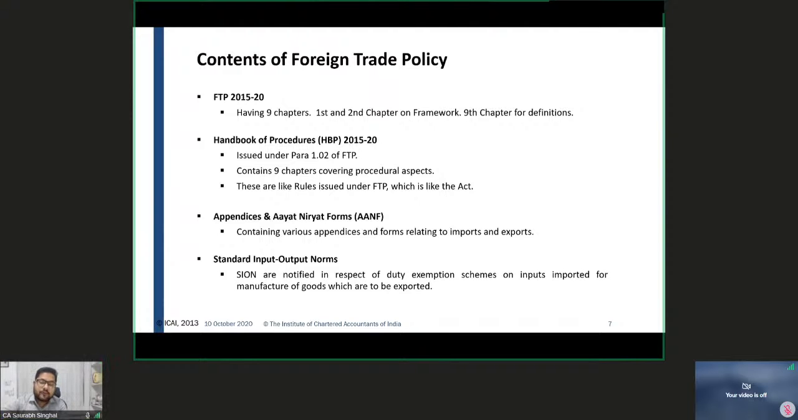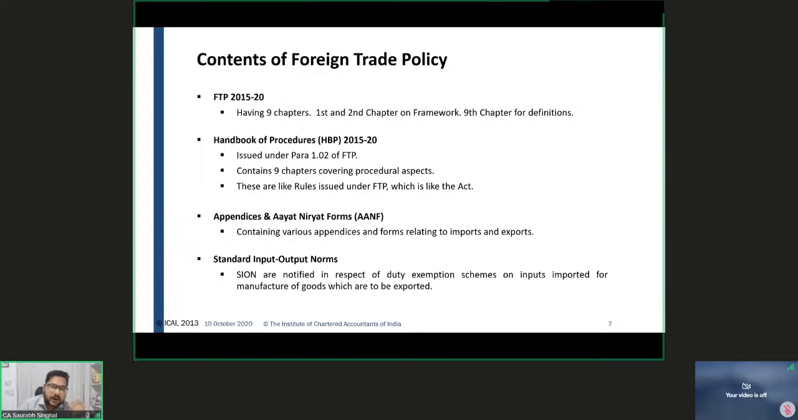Now, if we go to the contents of the foreign trade policy, it contains 9 chapters. How many chapters? 9 chapters. The first and second chapters of the foreign trade policy are nothing but the basic provisions of imports and exports. The basic framework is there. So some general provisions are contained in chapter 1 and chapter 2 of the foreign trade policy.